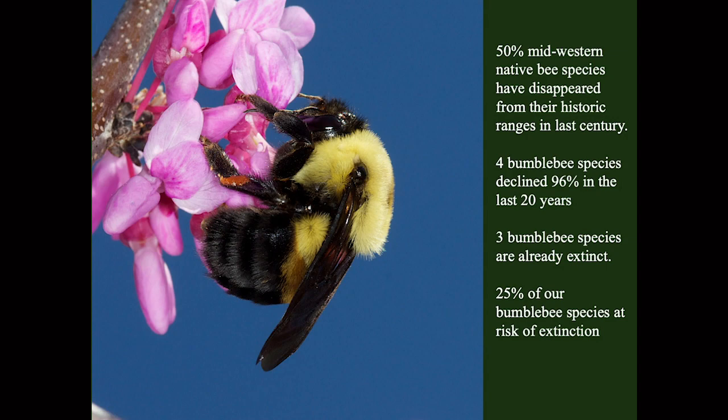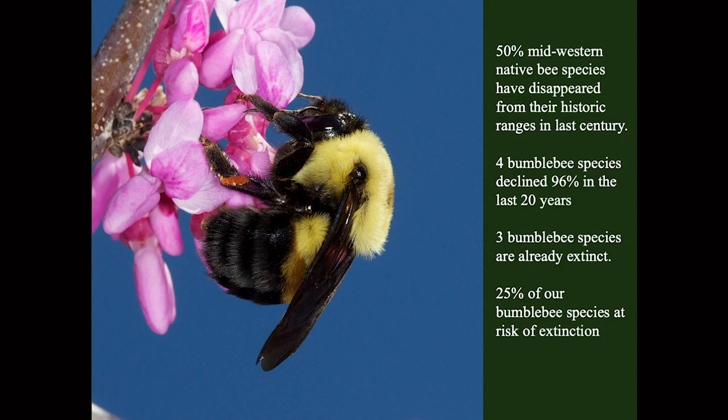They've done a better job in Europe than we've done in the U.S., but 50% of our Midwest native bees have disappeared from their historical ranges within the last century. We have four species of bumblebees that have declined 96% just in the last 20 years, and you might say, well, 96%, they're not extinct yet, that's okay. But they're functionally extinct. There's now so few of them, they're no longer performing their roles in their ecosystems. Three species of bumblebees already are extinct, they are gone. And 25% of our bumblebee species are at risk of extinction.